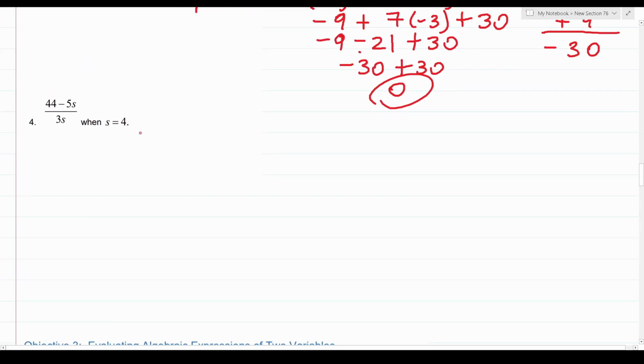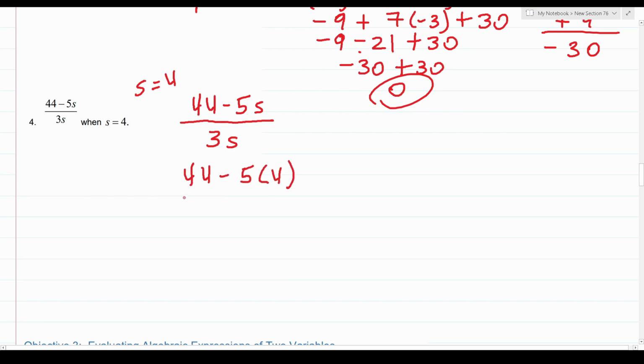And let's go ahead and look at number 4 here. We want to evaluate this expression when s is equal to 4. So we have the expression 44 minus 5s all over 3s. And again, s is going to be 4. So the first thing we want to do is substitute 4 in for s in our expression. This becomes 44 minus 5 times 4 all over 3 times 4.